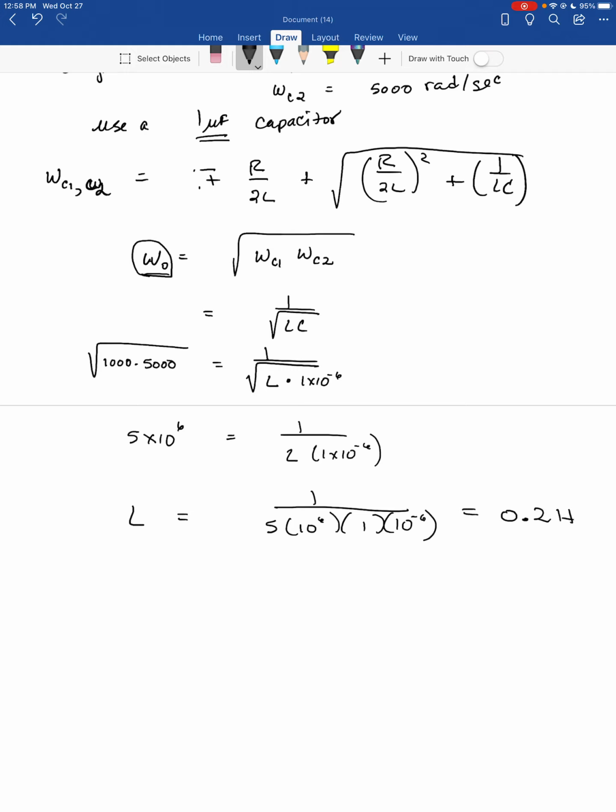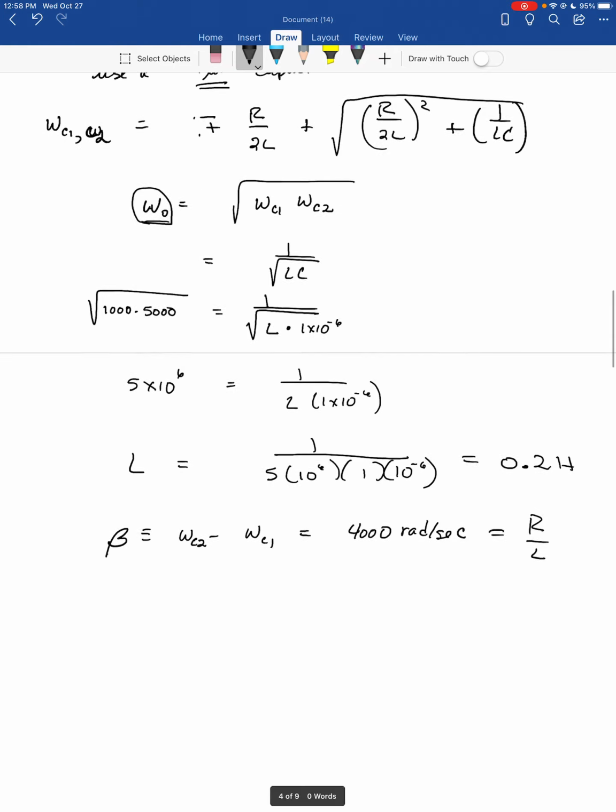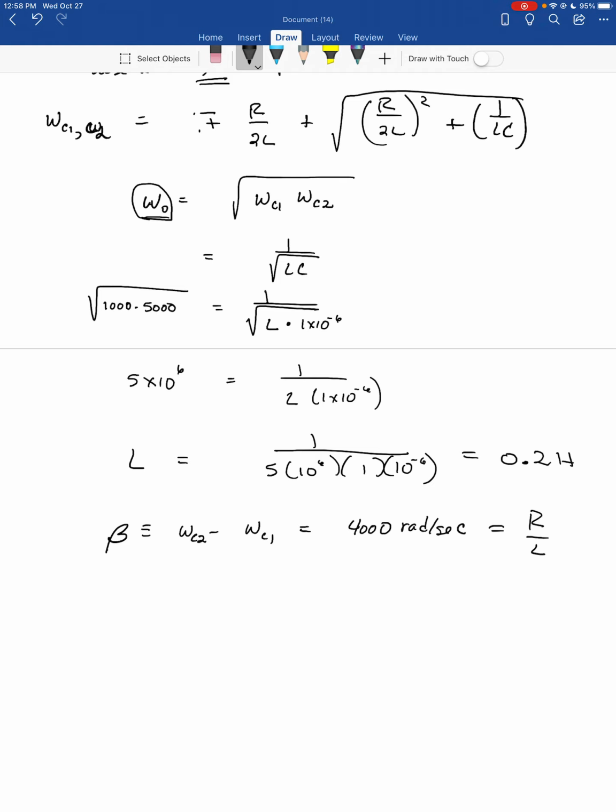Okay, so that gives us L, and what we have remaining is R. So beta, the bandwidth, is defined as omega C2 minus omega C1. In this problem, that's going to be 4,000 radians per second. And for a series RLC, that's equal to R over L. That was one of the things we defined. We now have L, so 4,000 times 0.2 is equal to R, so R is 800 ohms.